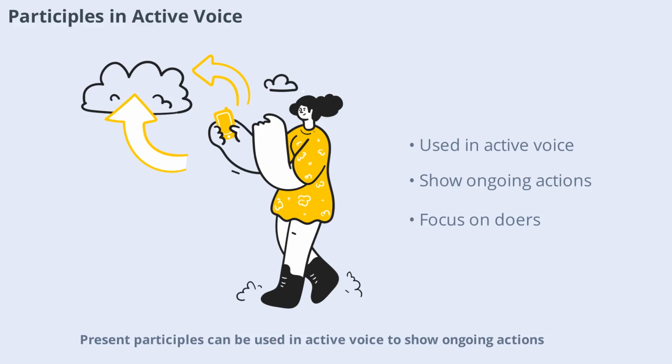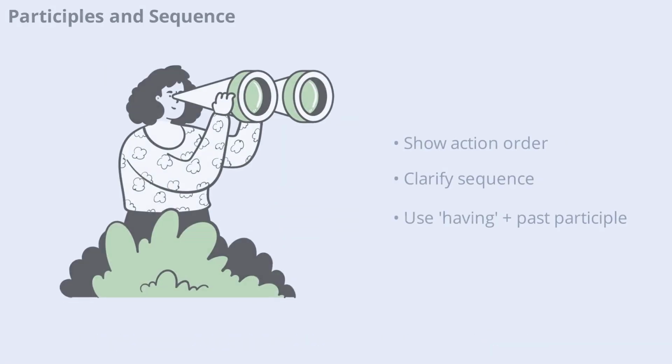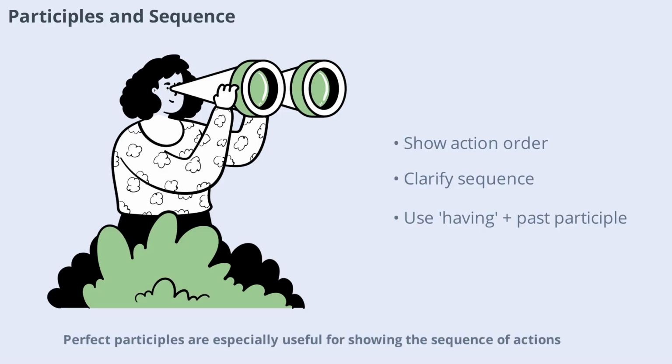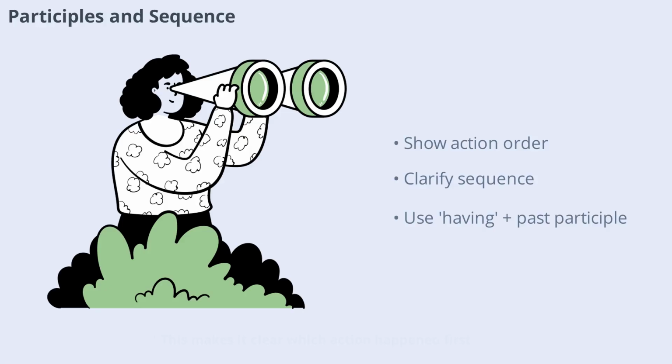Present participles can be used in active voice to show ongoing actions. For example, "the children are eating cake." Here, "eating" is a present participle and the focus is on the doers of the action. Perfect participles are especially useful for showing the sequence of actions. For example, "having finished his work, he went home." This makes it clear which action happened first.